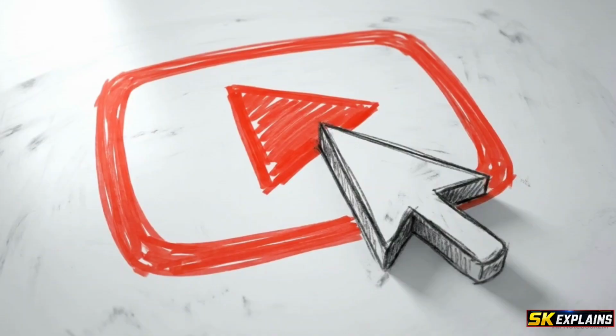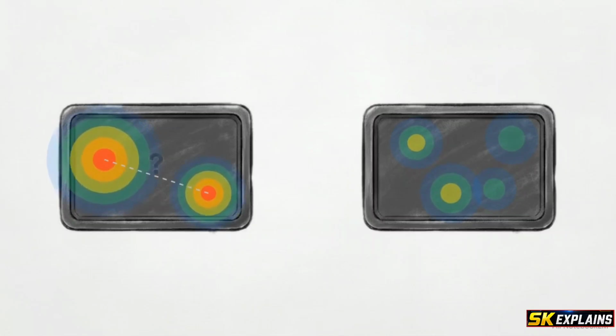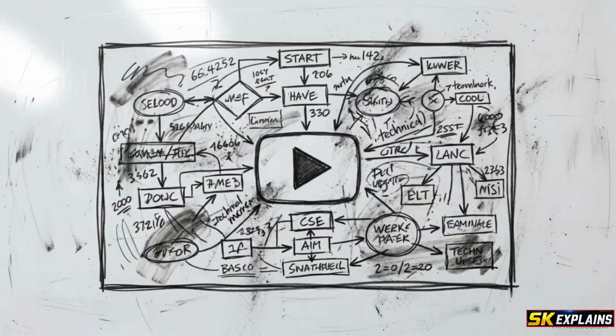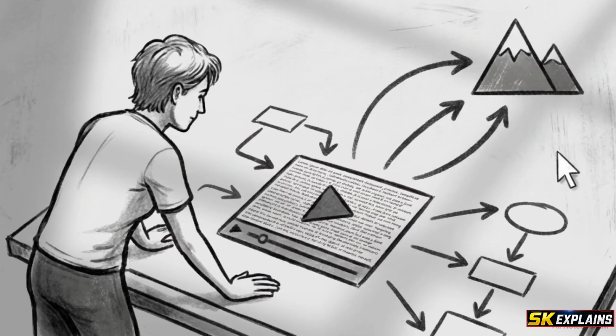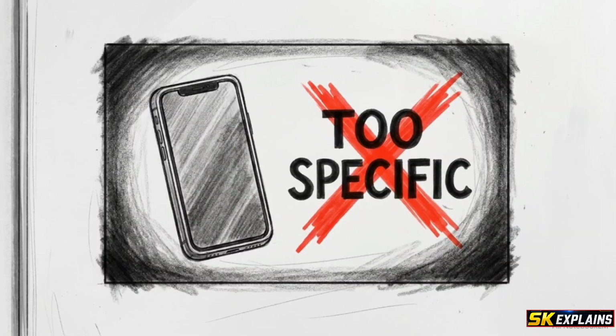Even if your video appears in search results, you still have to win the click. This requires understanding the psychology of why people choose one video over another. Most new creators make the mistake of being too specific in their thumbnails. If you give away the entire answer up front, you satisfy the viewer's curiosity before they click. For example, a thumbnail that says iPhone 15 Plus FPS test limits your audience. Only people interested in that specific phone will care, and the title tells them exactly what to expect.